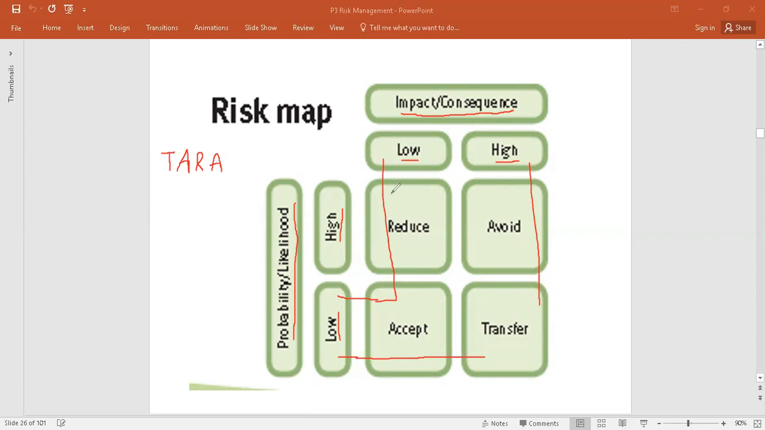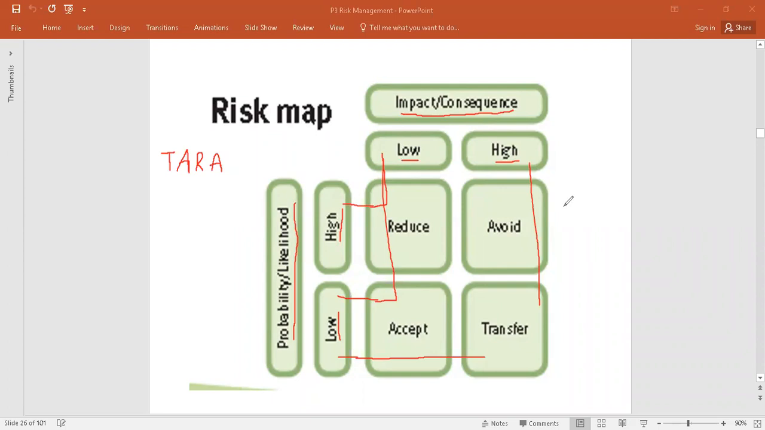See, the probability of happening is high, but the impact is low. So take measures to reduce the impact, or take all possible measures so that they do not happen very frequently. So the strategy is about reducing the probability of happening of the events that are high in frequency but low in impact when they happen. So cut down on the frequency at which they happen, so that is reduce.